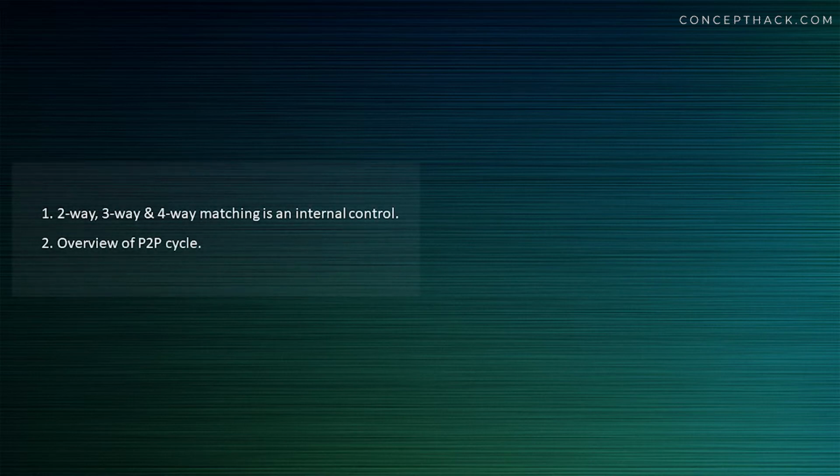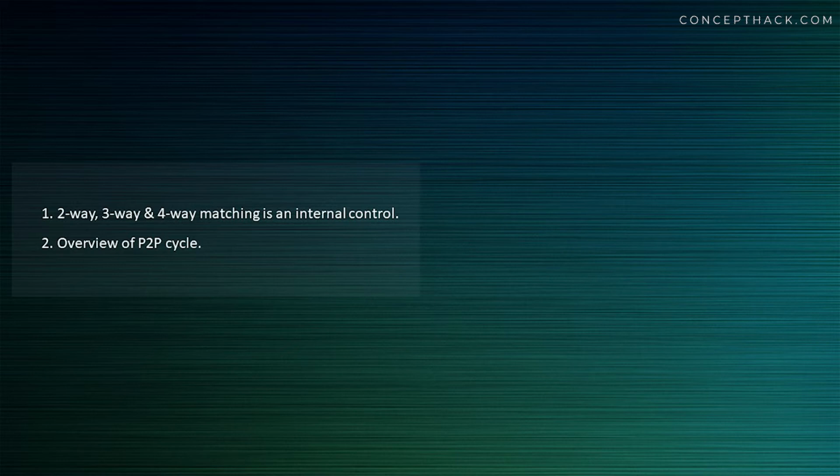First, two-way, three-way and four-way matching is an internal control, and the objective here is to make sure that the invoices which you are paying to your vendors are correct in terms of quantity and amount. It ensures that you are paying the right amount to your vendor for the quantities or the services which you have actually received.